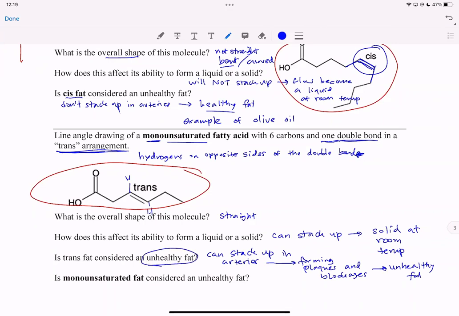Okay, so yes, this is an unhealthy fat, and it comes from the chemistry of it. This is not all single bonds, but because this trans double bond leads to an overall straight shape, because of the nature of the molecule, this will stack up and be almost exactly like the saturated fat. Okay, so this is similar to the saturated fat.